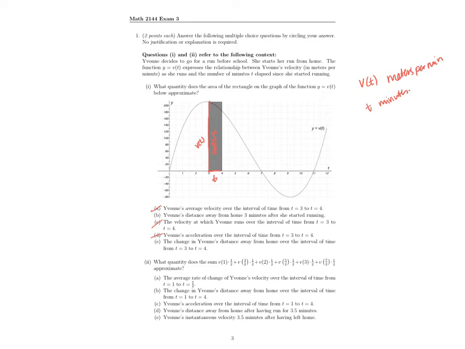So is it Yvonne's distance away from home 3 minutes after she started running? Or is it the change in her distance away from home over the interval of time from 3 to 4? So since this is only over the interval of time from 3 to 4, it's an approximation of her change in distance from 3 to 4.